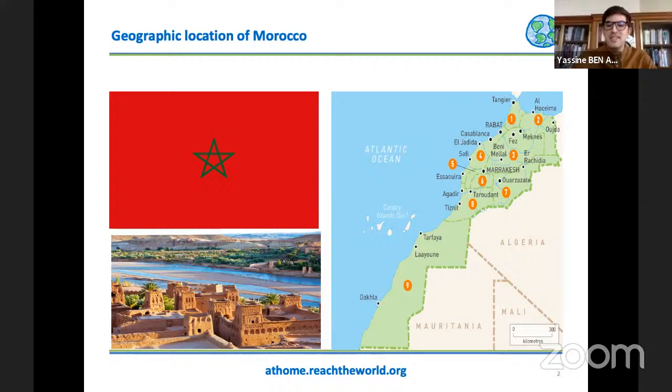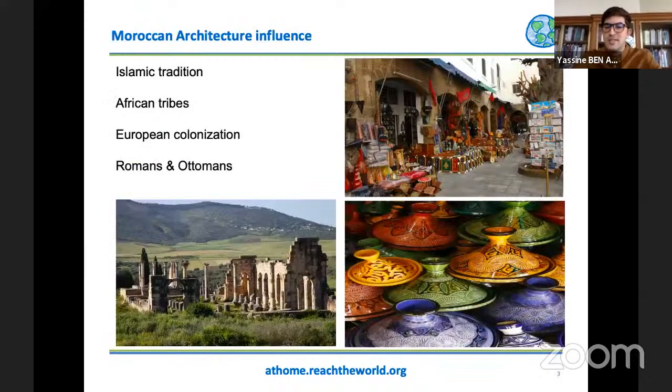And you can see here a picture of an old city in Morocco. In the city, mosques are famous, and films were filmed here. So this is our topic today, Moroccan architecture.